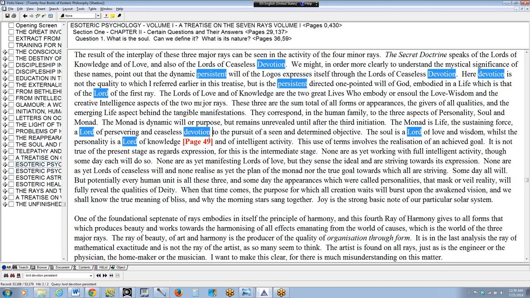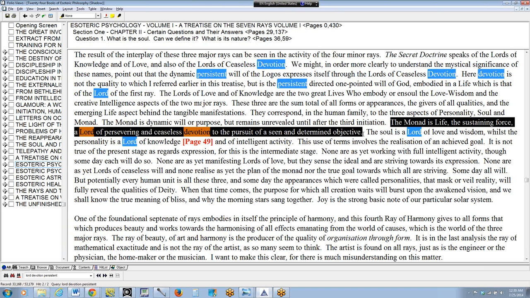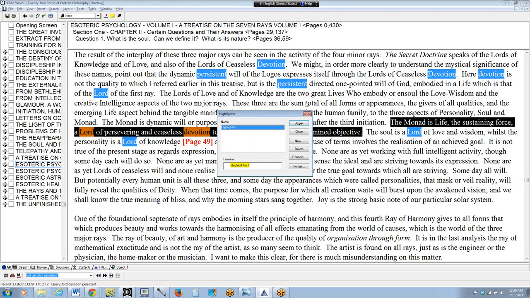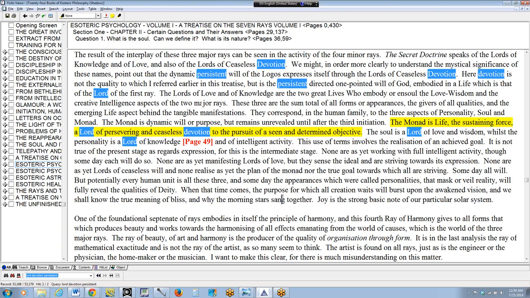We become that more and more as we gear up for the fourth initiation, in which the heart center becomes so important. The crucifixion of the heart, it's a fourfold organ in a way, related to the fourth initiation. We are opening our heart to all beings, and we realize ourselves more and more as a Lord of persevering and ceaseless devotion, or persistent and ceaseless devotion.